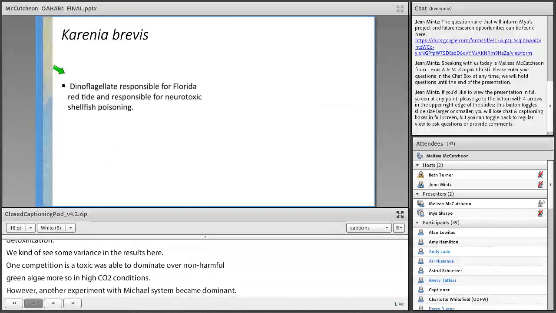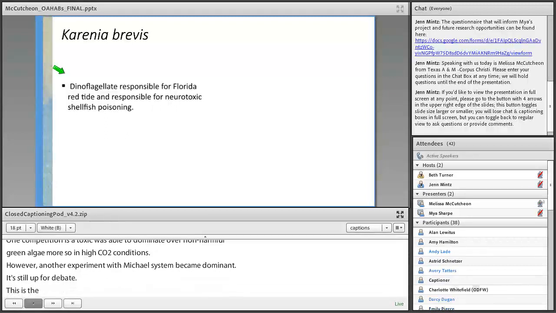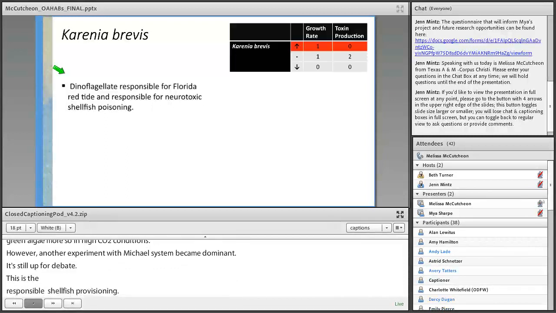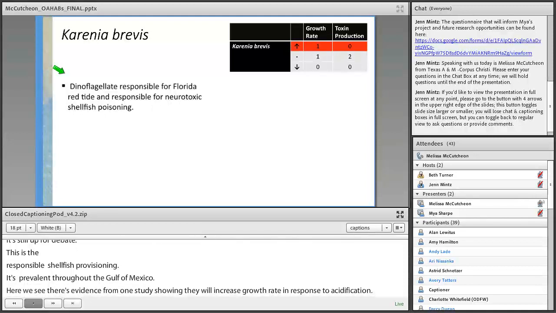Next, I'll talk about Karenia brevis. You're probably familiar with this. This is the dinoflagellate that's responsible for Florida red tide and neurotoxic shellfish poisoning. So, really prevalent throughout the Gulf of Mexico. And here we see there is evidence from one study showing that they will increase growth rate in response to acidification, evidence from another study that they may not, and no evidence yet for increased toxin production from this group.